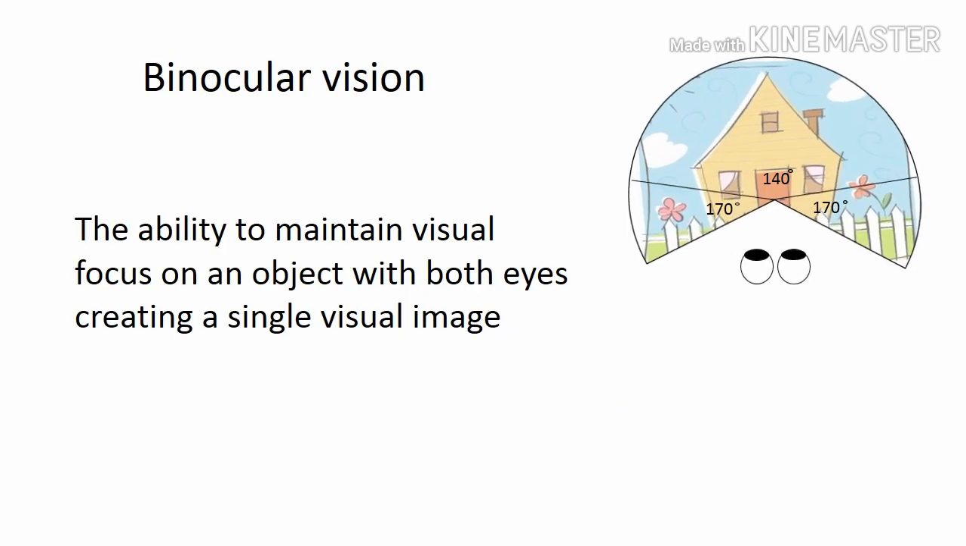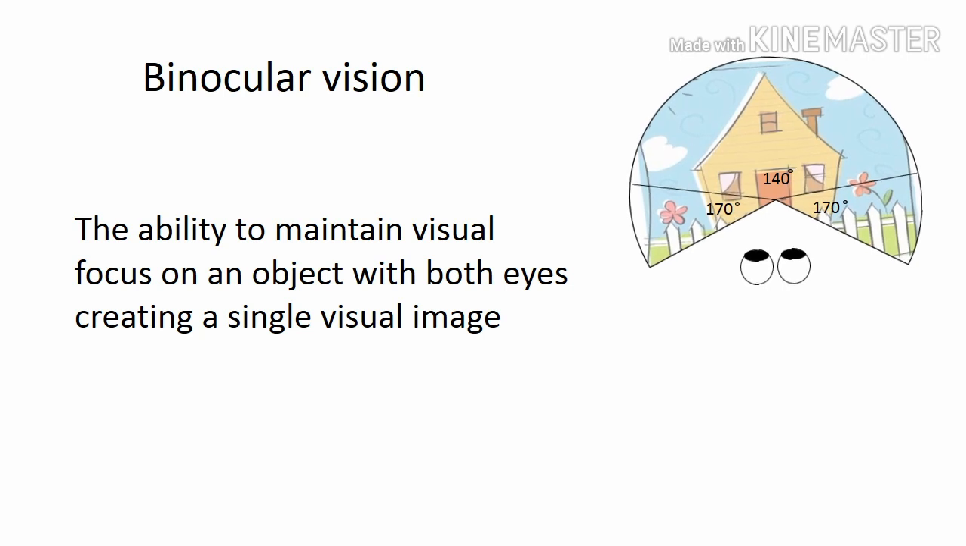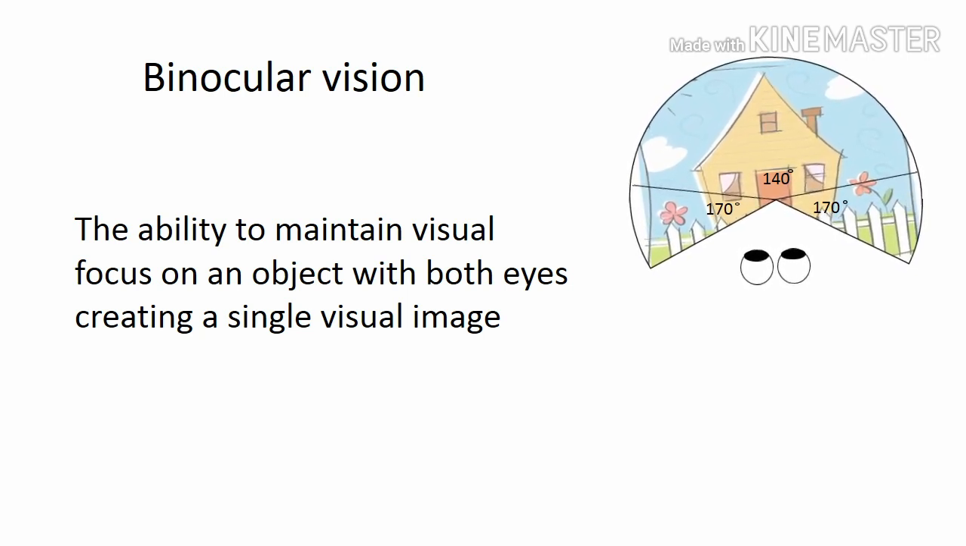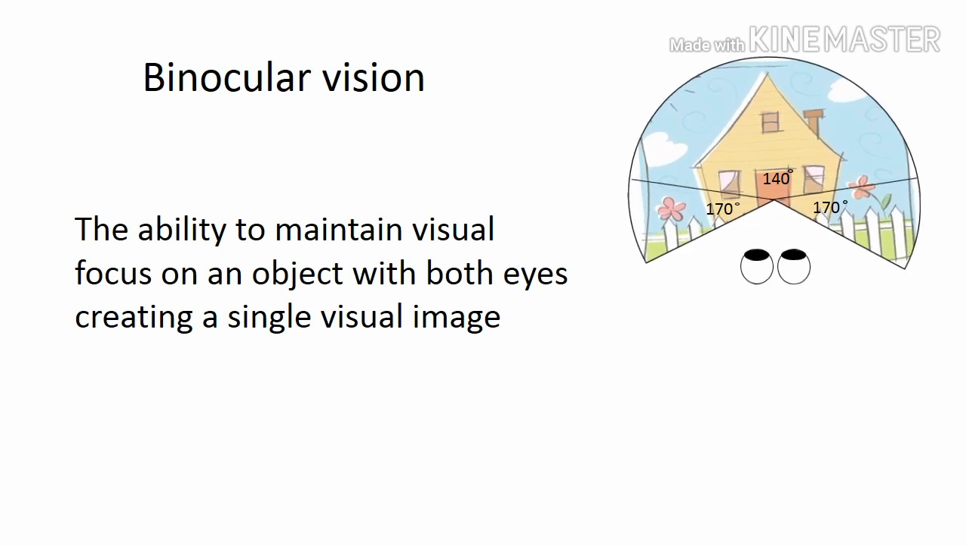Eyes of humans are located in the front position of the skull, so there is a greater chance of seeing the same area with both eyes. The ability to maintain visual focus on an object with both eyes, creating a single image, is known as binocular vision. Humans have a broader range of binocular vision.